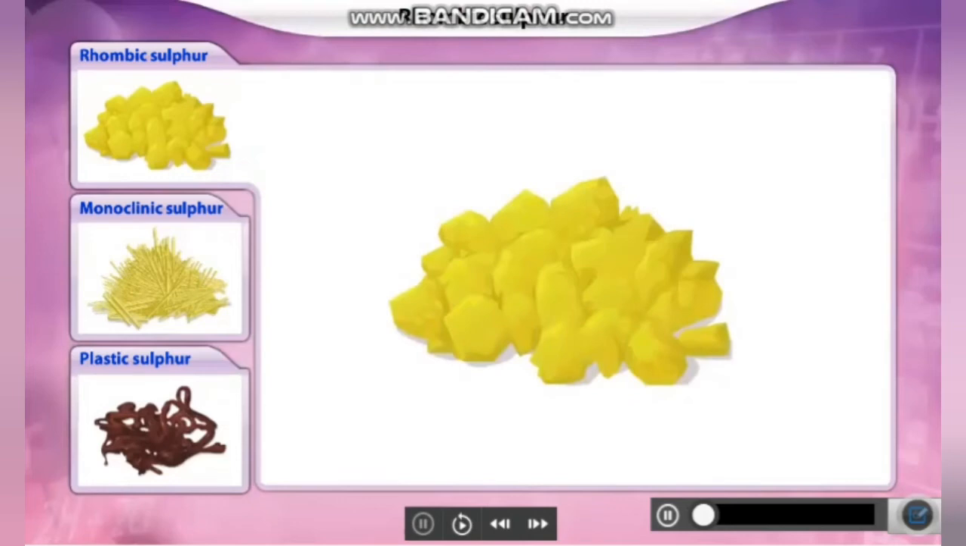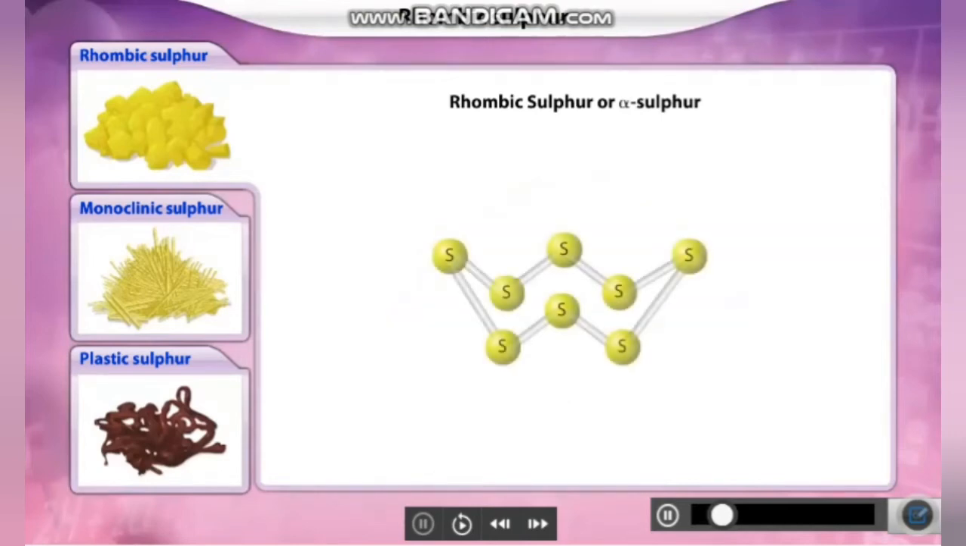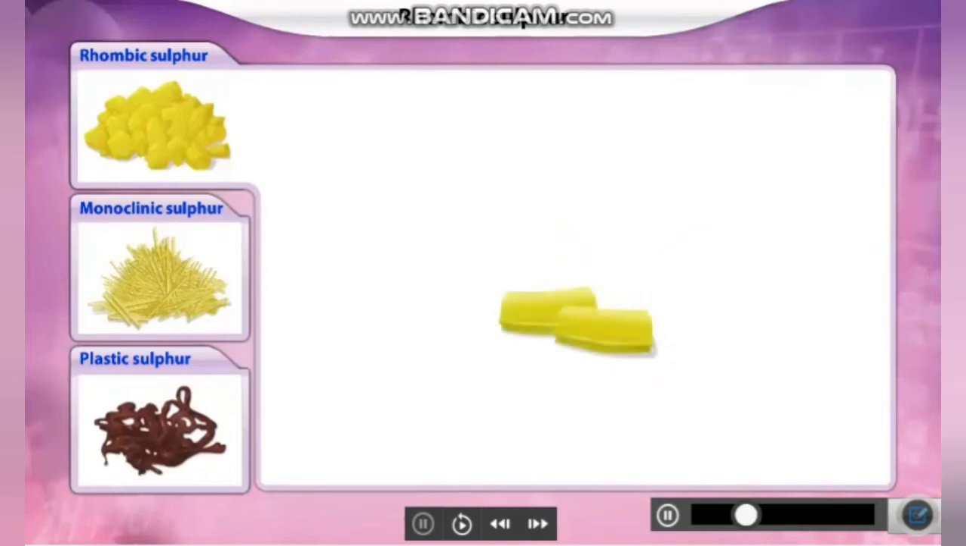Rhombic sulfur, also called alpha sulfur, is the most stable form of sulfur. It exists as S8 molecules. 8 sulfur atoms are linked to form a puckered ring structure. Rhombic sulfur is prepared from rolled sulfur.